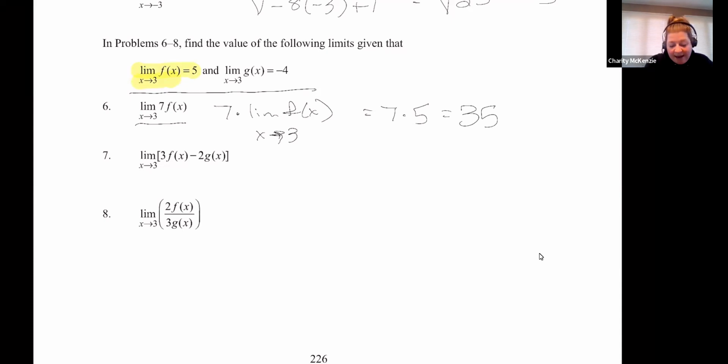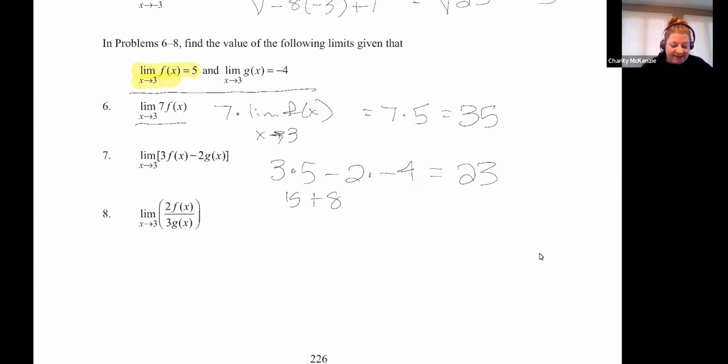So for this next one, number 7, let me change my pencil. I'm going to have 3 times what's f at that 3, f is 5, minus 2 times what's g at 3? It's the -4. And I just calculate that out. I got to remember to times order of operations. So 3 times 5 is 15, minus 2 times a -4 is a positive because it's a double negative. So however you want to think of that, or negative, 8. And then 15 and 8 is 23.